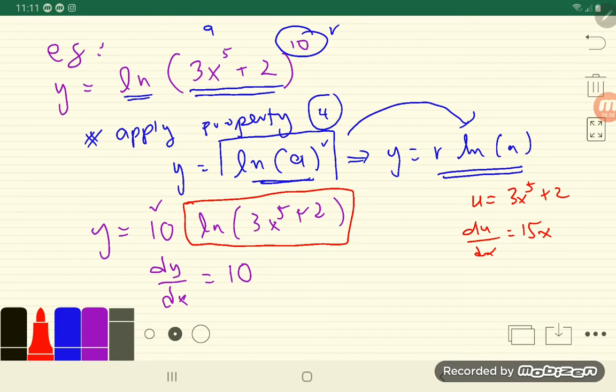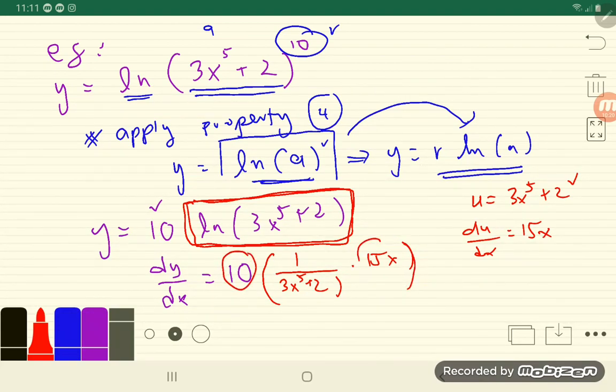Okay, am I right? So the differentiation of this part is 1 over u, where u is 3x to the power of 5 plus 2, multiplied by 15x. If you simplify it, the 10 will be multiplied by 15x, so the final answer will be 150x divided by 3x to the power of 5 plus 2.